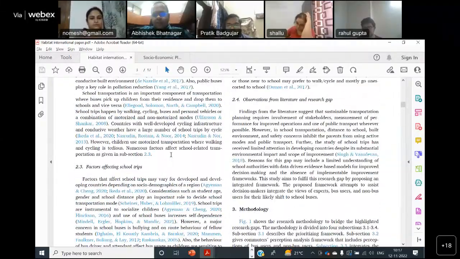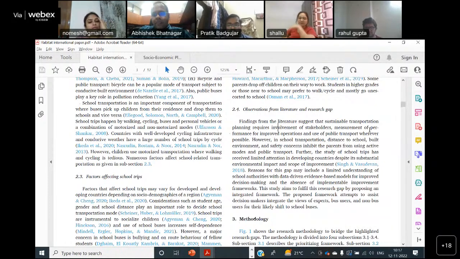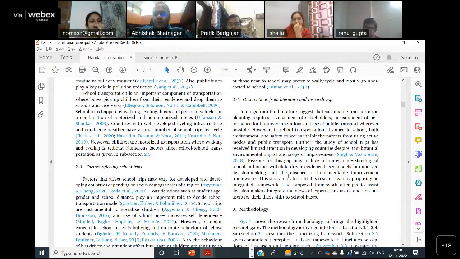And this ends like observation, the end should be observations from literature and the research gap. So you can say that findings from literature suggest that sustainable transportation planning requires involvement of stakeholders, measurement of performance. This came from my literature review in school transportation, what factors inhibit, and this is an important line which I got from this paper: the study of school trips has received limited attention in the developing countries despite its environmental impact and scope of improvement. So what it says is, you have seen a recent research paper, you have found out a research gap based on that paper, and you are targeting that gap in your study. So citing 1 or 2 recent articles in this section can be helpful.